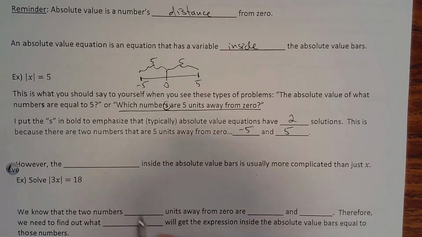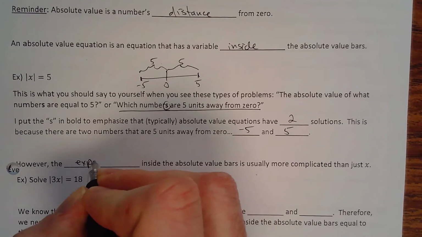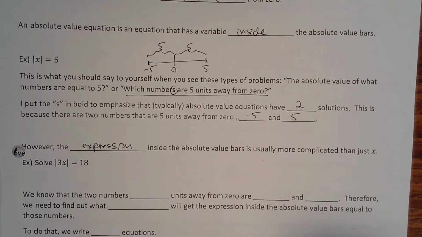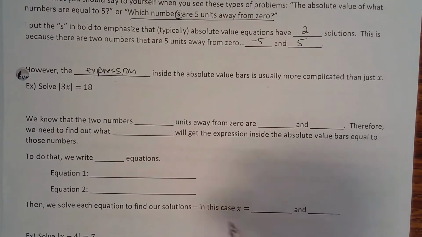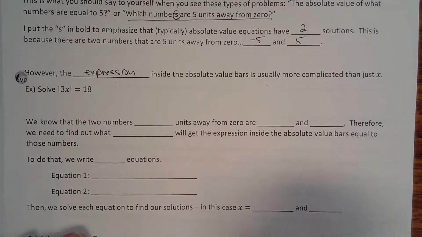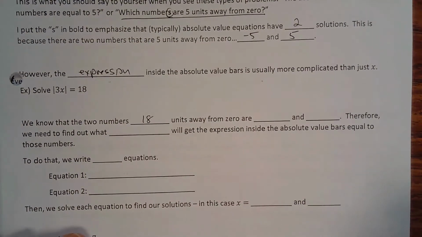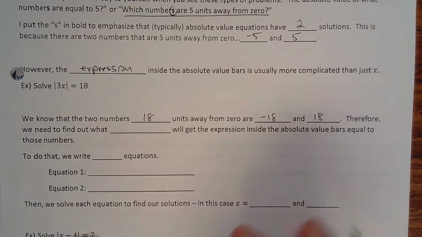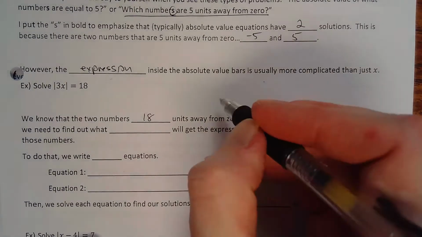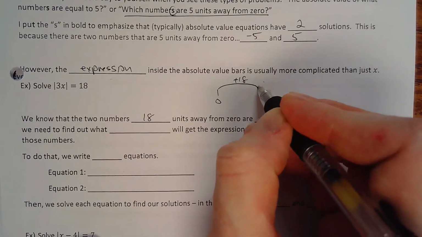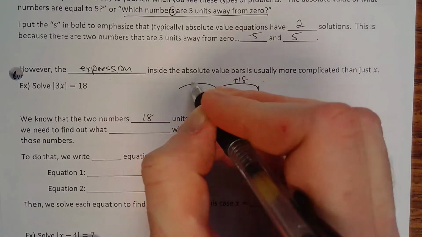Okay, so however, the expression inside the absolute value bars is usually more complicated than just x. So for instance, that might be 3x equals 18, and that's okay. So we know that the two numbers 18 units away from 0 are negative 18 and 18. So if I go right 18 units from 0, I hit 18.